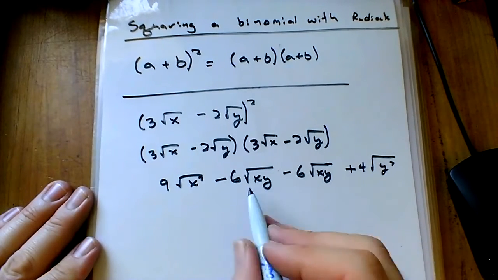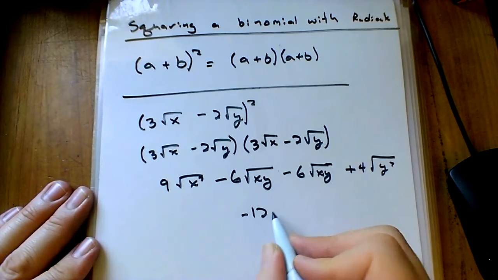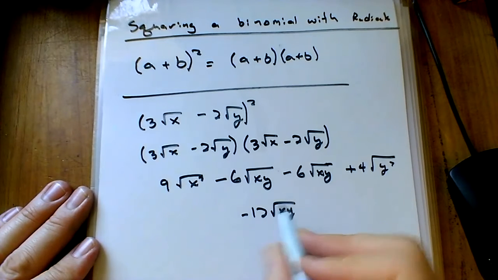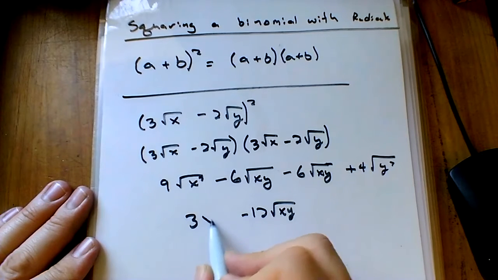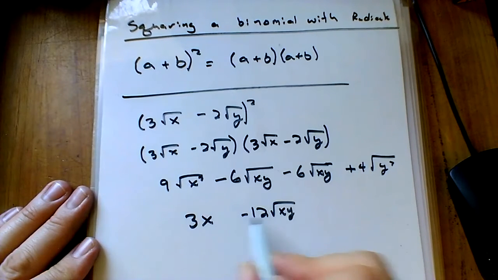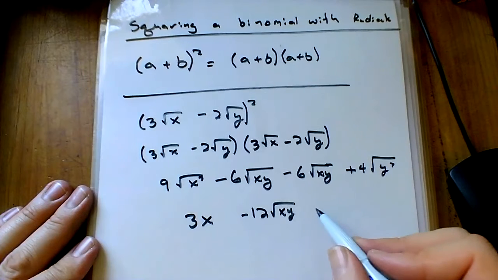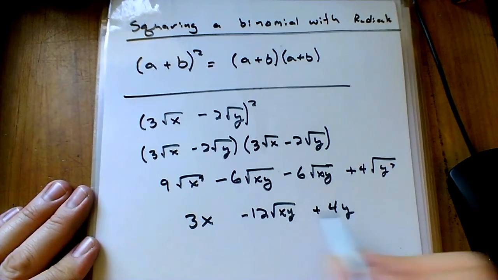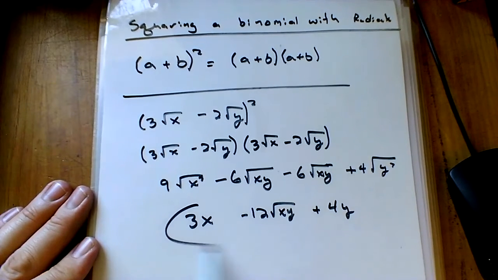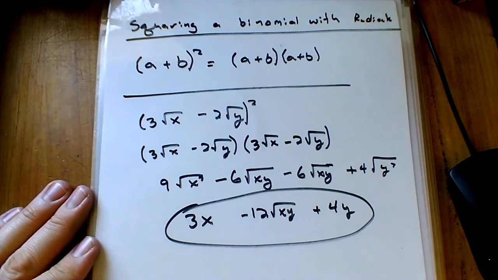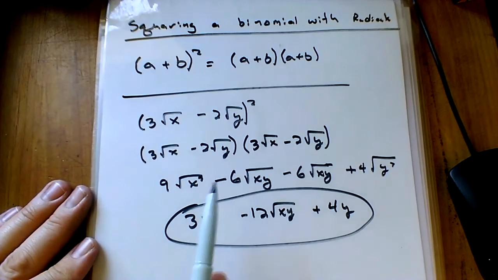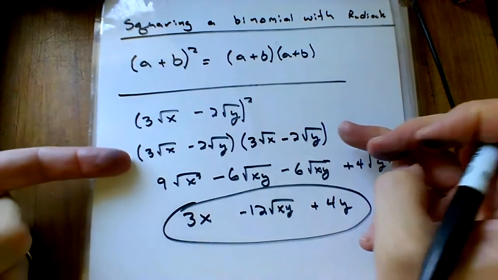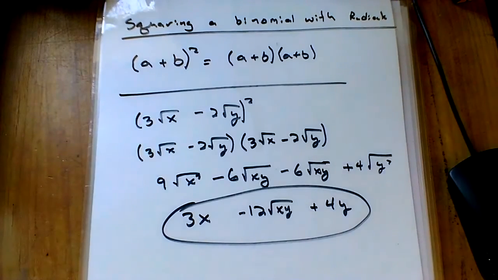Again, I'm going to add together my middle two terms, so this is going to be minus 12 square roots of xy. And when I simplify each of these, this is going to be 3x minus this 12 square roots of xy, and then plus 4y. Nothing else combines, so we're done right here. So when you're squaring a binomial with radicals, I find it's easiest to just make sure you've got both of these written out and FOIL your answers.